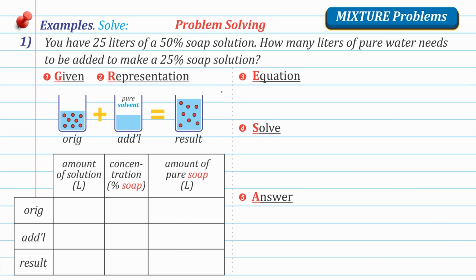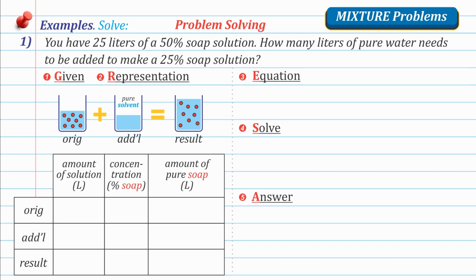Now, let's complete the table here. First, we have, of course, 3 columns. The amount of solution to be written in this column. Next, the concentration of soap or the percent soap in this column. And then, amount of pure soap in this column. If you notice, kapareho siya ng inanalyze natin na salt solution earlier in this lecture. Now, of course, we have sort of 3 solutions here. We have the original, additional, and result. That's why we have 3 rows.